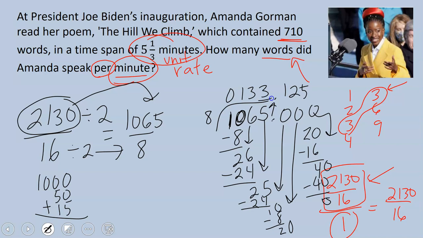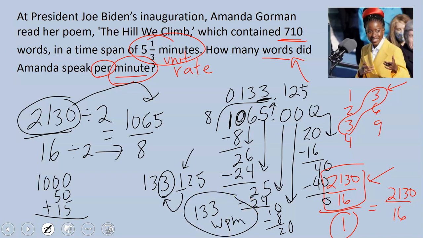So the nearest whole number would be the ones place. So let me write this over here. I'm rounding to the ones place. So this number is the decision maker. So does the 3 stay a 3 or does it go up to a 4? Well, since this is a 1, it's going to actually stay a 3. So we would say that in this speech, or this poem, Amanda spoke 133 words per minute. So that's 133 words per every 1 minute. So that is a unit rate.